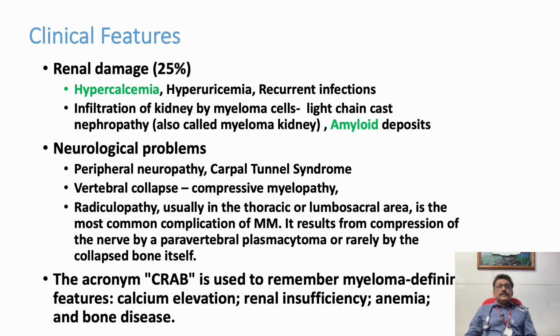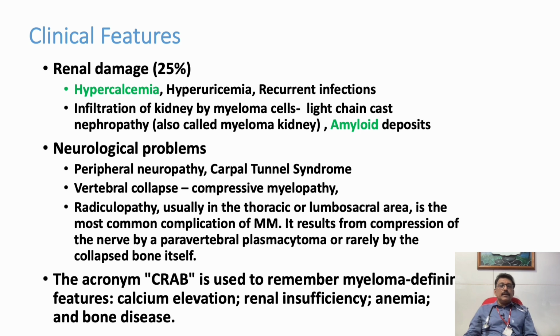Neurological problems: many patients can have peripheral neuropathy, carpal tunnel syndrome, and vertebral collapse can produce compressive myelopathy and paraplegia. Radiculopathy is very common because of infiltrates into the radicals or compression of the radicals. They have radicular pain. And you have other features like calcium elevation, renal insufficiency, anemia, bone disease also. They are the main features of multiple myeloma.